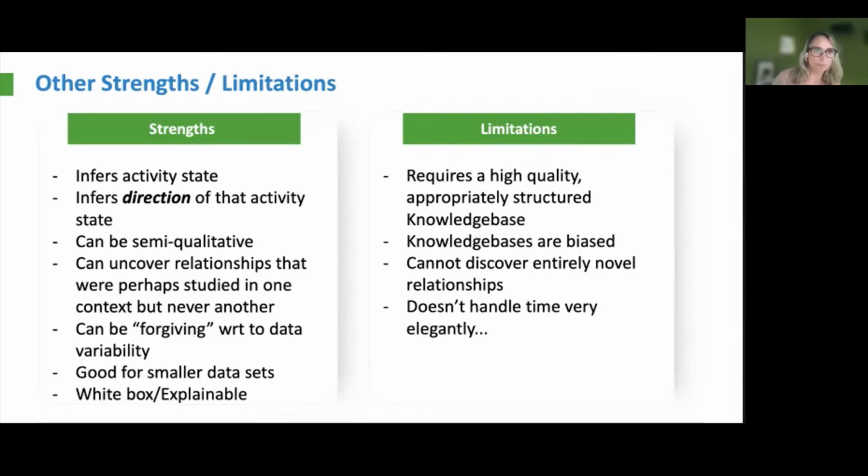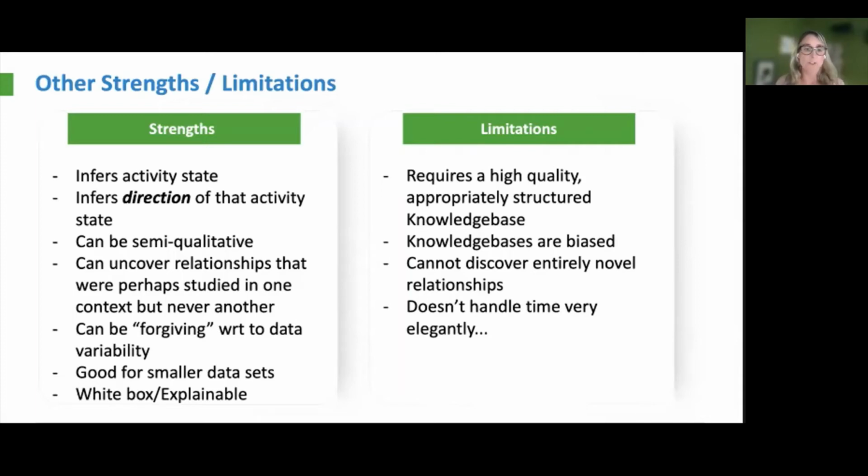It can be forgiving with respect to data variability. And what that means is, you and I might have equivalent levels of TNF signaling, but the gene expression pattern that describes your TNF signaling is different from my TNF signaling, and that may or may not be important. It is also great for smaller data sets because you're able to constrain things with a knowledge base, and it's also white box, or explainable.